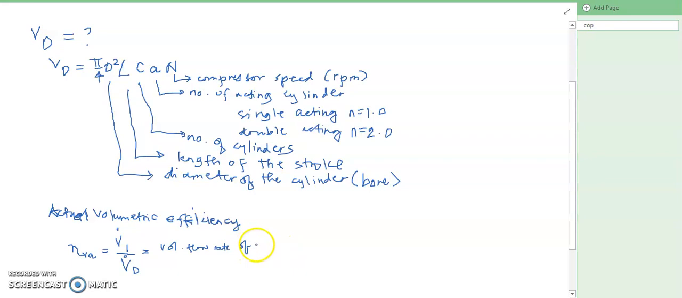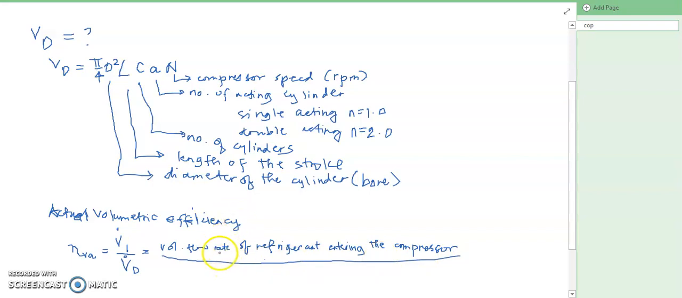of, let's say, the refrigerant entering the compressor. Okay, all over VD, of course, that is the volume displacement of the compressor. So yan po ang ibig sabihin ng actual volumetric efficiency.